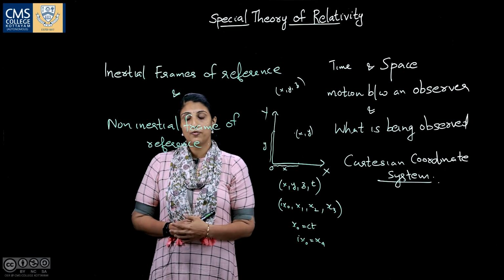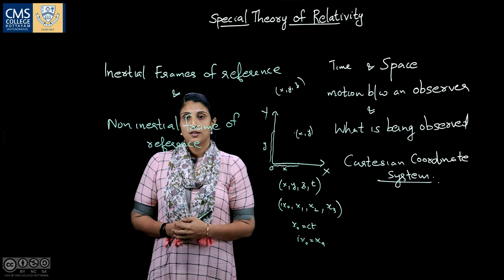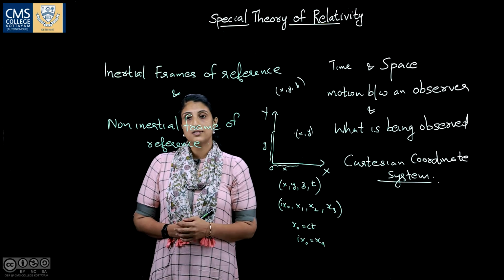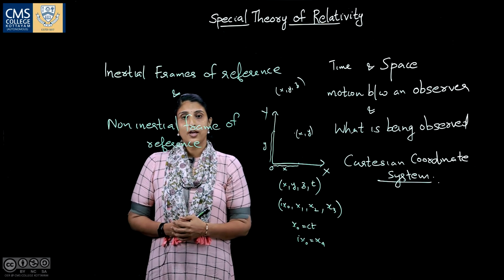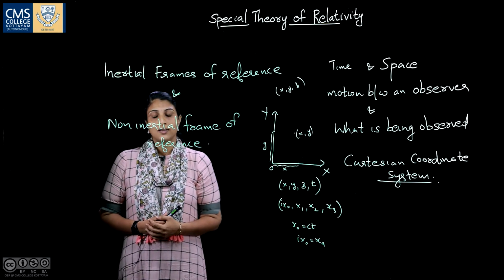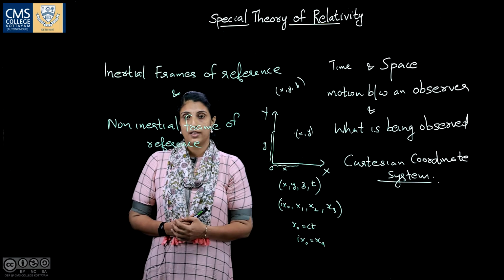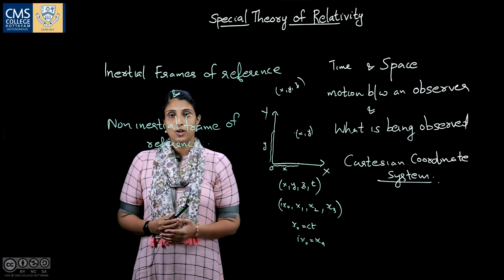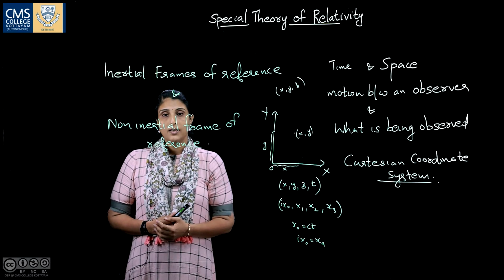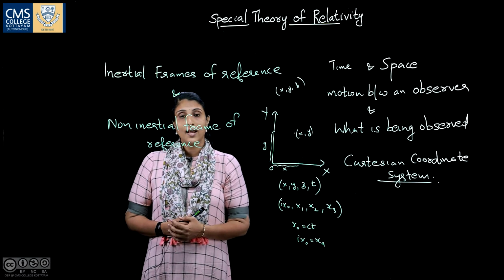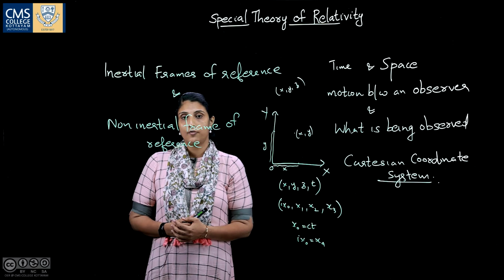So, a frame of reference that obeys Newton's first law is known as inertial frame of reference. Inertial frame of reference is also known as Galilean frame of reference because it was Galileo who first formulated the law of inertia. It is also known as non-accelerating frame of reference.